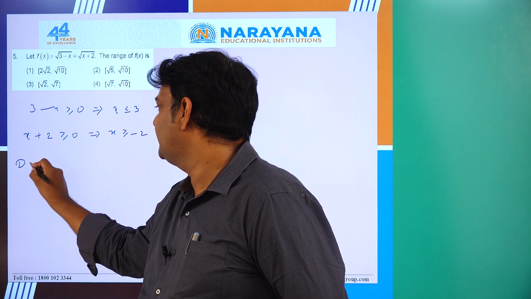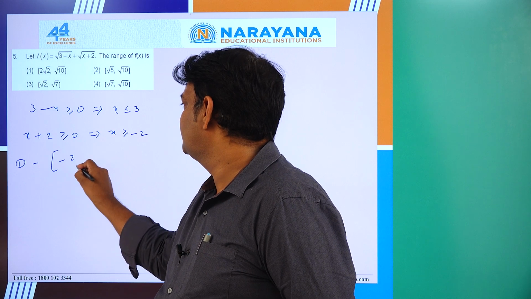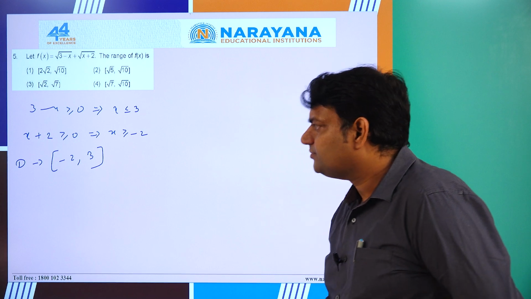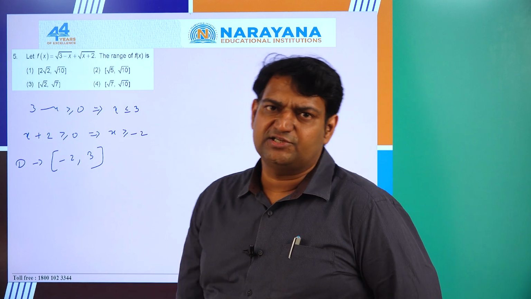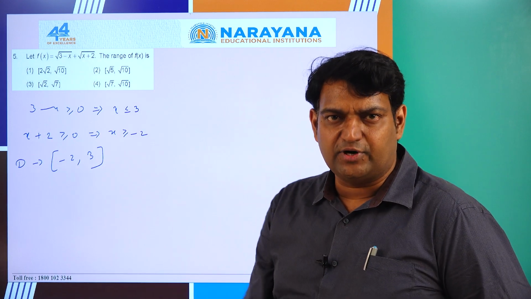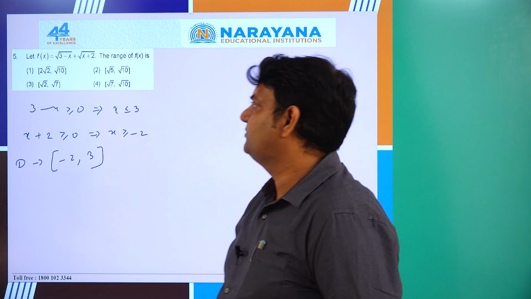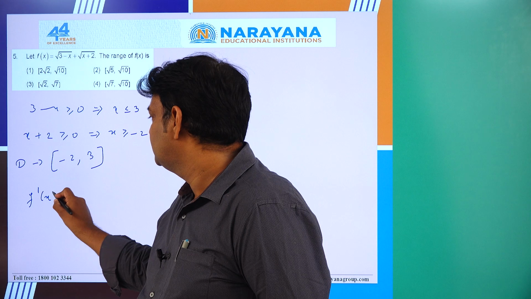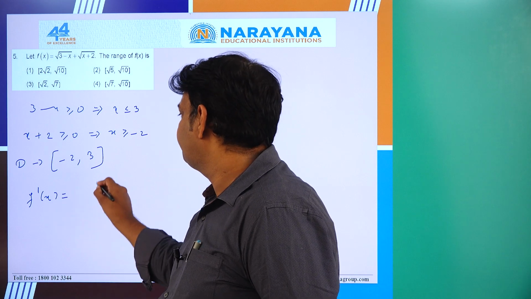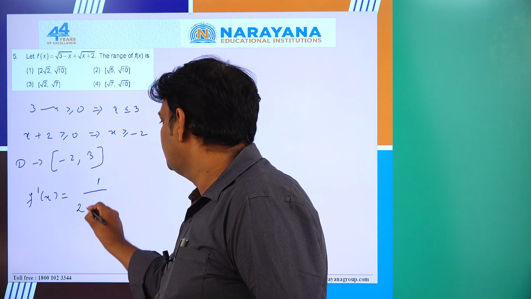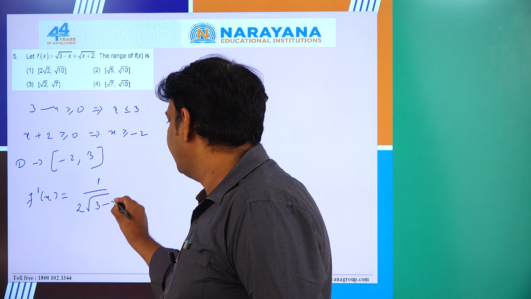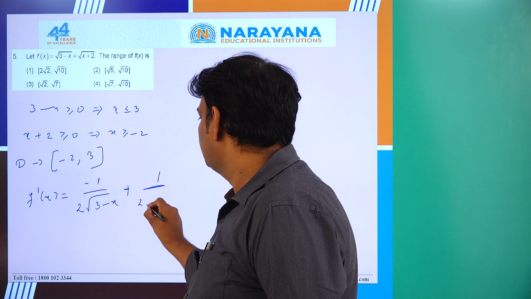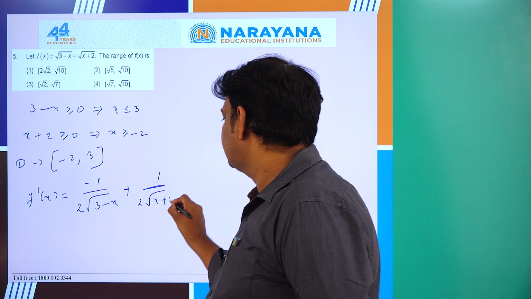Means what is the domain? Minus 2 to 3 is the domain. Now obviously the root's least value is 0. So we will check at the endpoints, as well as for maximum and minimum we will go with differentiation. What is f dash x? 1 by 2 root 3 minus x with minus sign, plus 1 by 2 root of x plus 2.